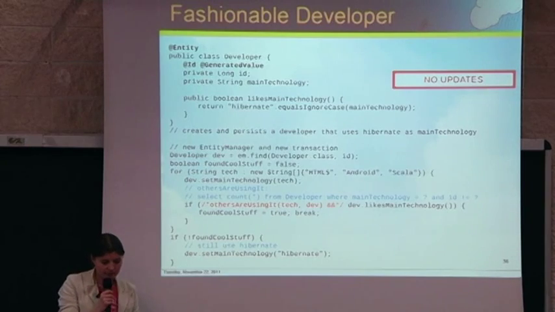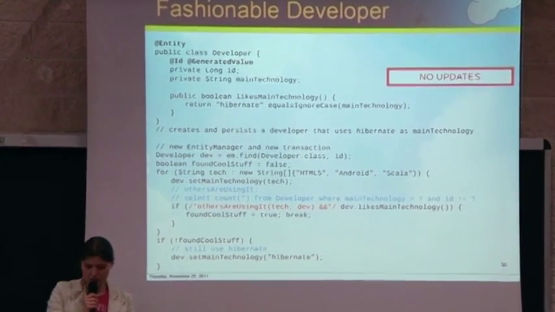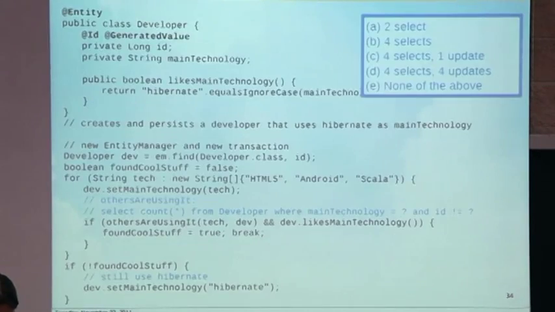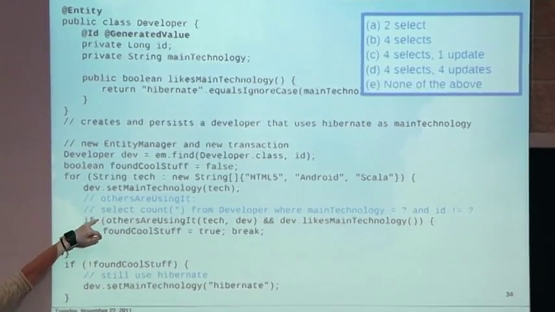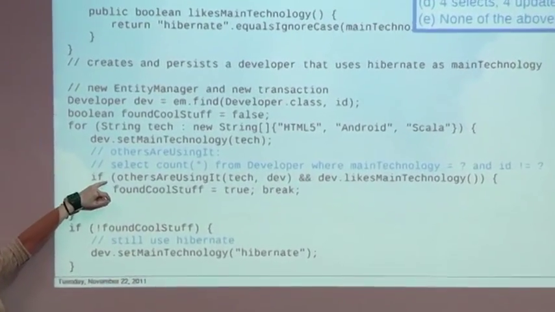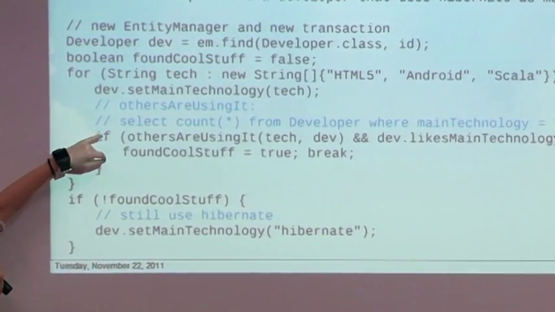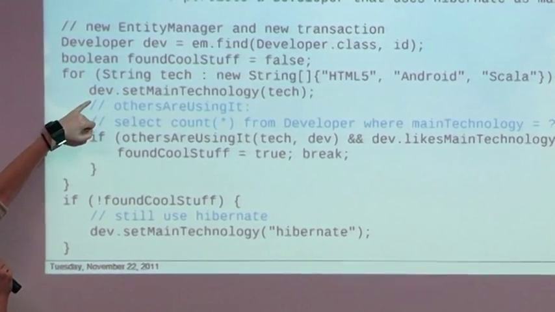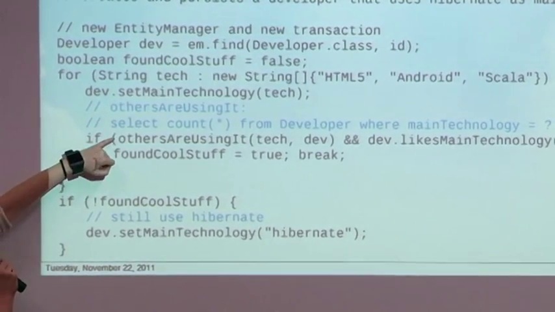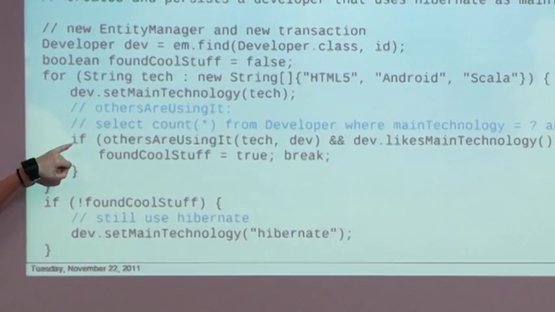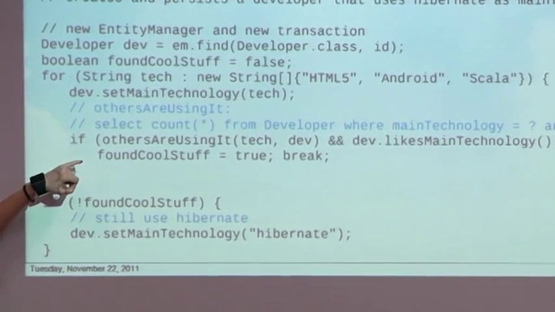4 selects, because take a look. We have 1 select for developer. Then we have a select here. But before the select, Hibernate must perform a flush. So that's why it's 1 update and 1 select. The flush is because the developer has a new technology, and this query touches the same table.